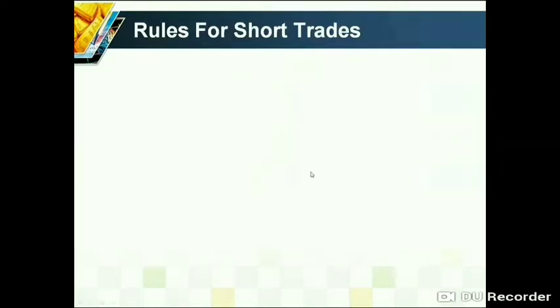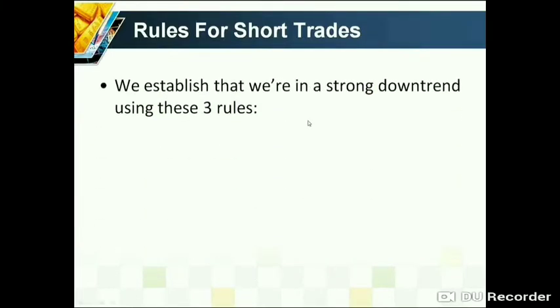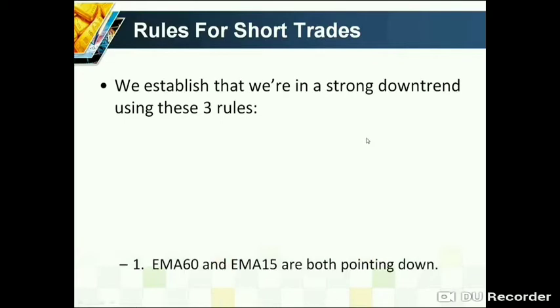To begin with, let's just start with the rules for short trades. This is a trend trading system, so the first thing we need to do is establish that we are in fact in a downtrend. In the case of a short trade, we want to make sure that we're trending downward before we trade. So we use these 3 rules to ensure that we are in a downtrend.